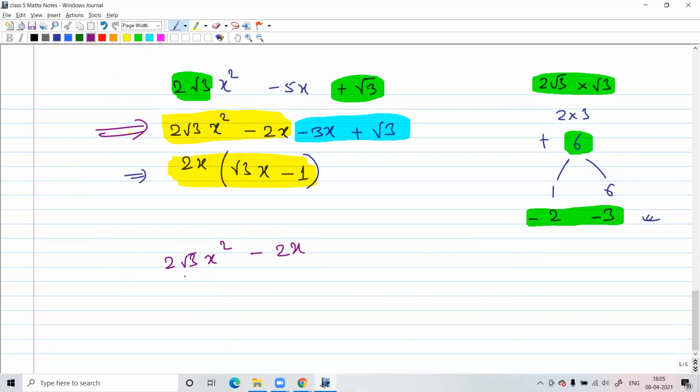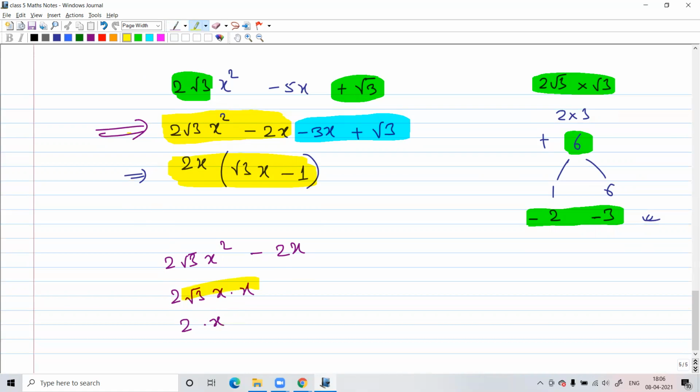Now, what is it that you want to take common? How to figure that out, first of all? So write all the factors. What are the factors of the first one? 2 is there, root 3 is there, and then x is multiplied 2 times, x into x. And then in the second term, what is there? 2 is there and x is there. That's all. Is that right or not?